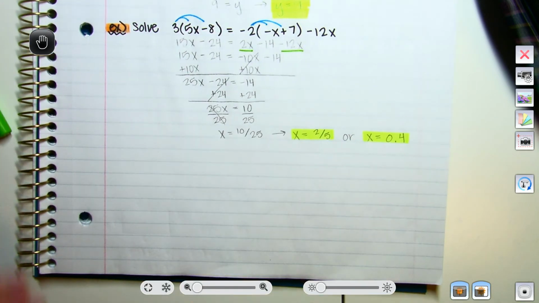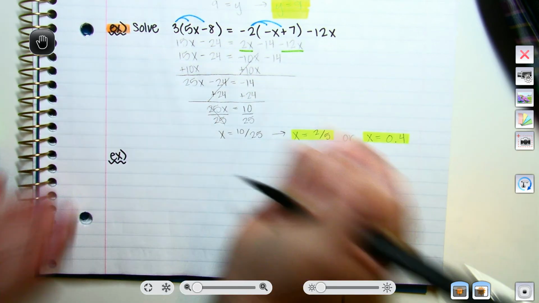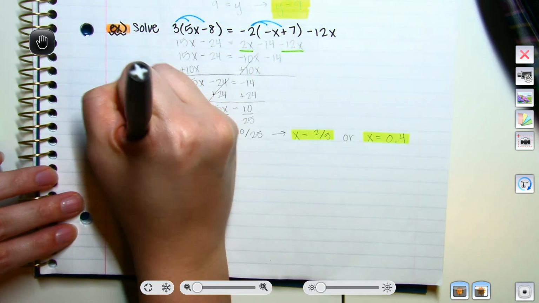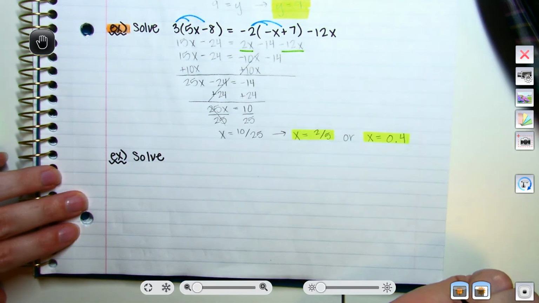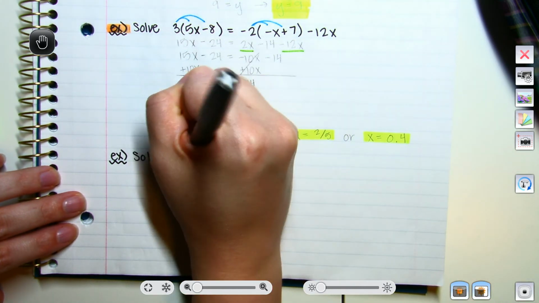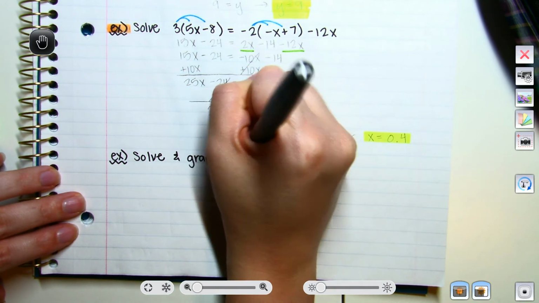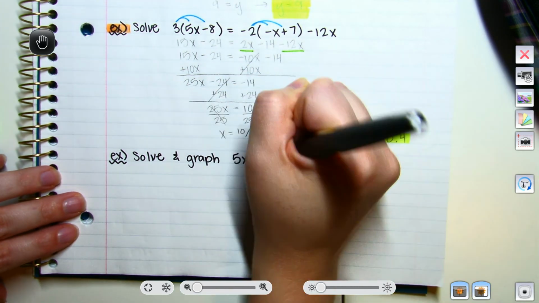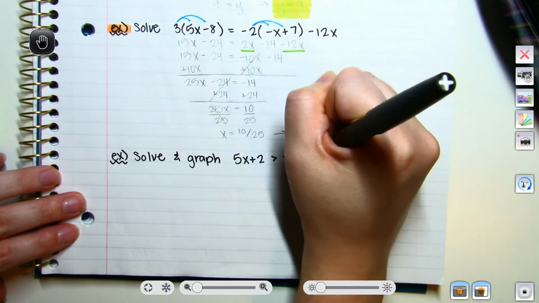All right, let's transition over to inequalities now. We're going to start with basic inequalities. We are going to solve and graph. Solve and graph 5x plus 2 is greater than 7x minus 4.